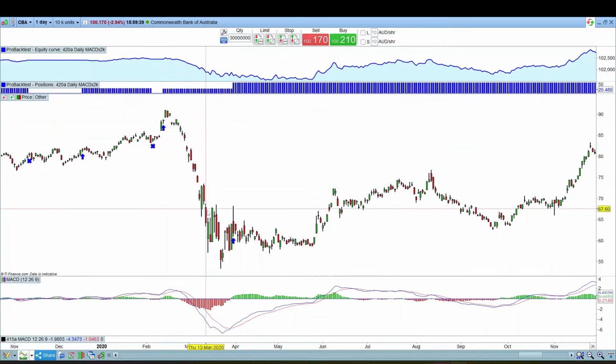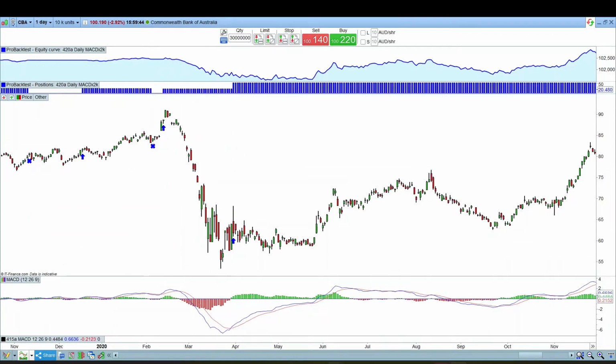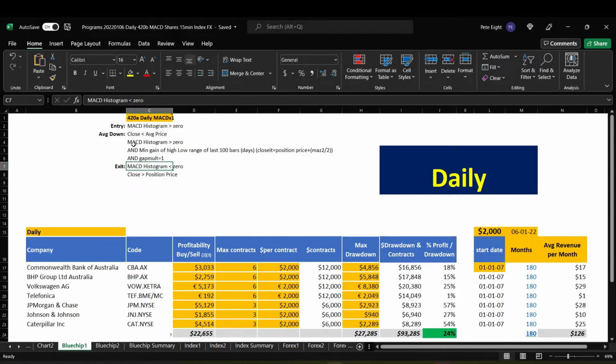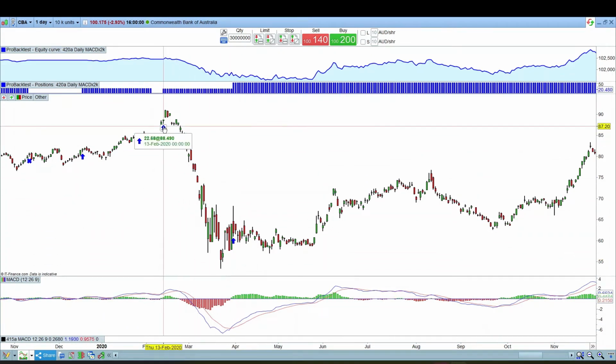COVID hits, the market takes a dive. We don't re-enter the trade until our entry criteria is re-met, but also our close is less than the average price. So in other words, our entry criteria is opened up again for an entry, and that is lower than the initial entry price.